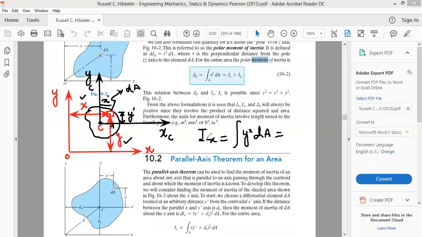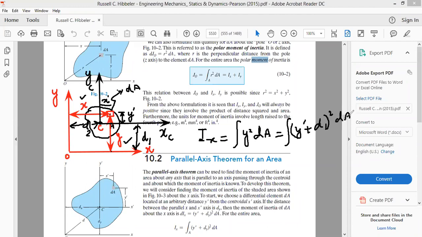Let's suppose the distance between these two x-axes, this x-axis is far away from this x-axis, let's call this distance d1. This y-axis is far away from this y-axis by a distance, let's call it d2. So when we write integral y square dA, as far as our y is concerned, y is equal to y prime plus d1. So this is (y prime plus d1) square dA.